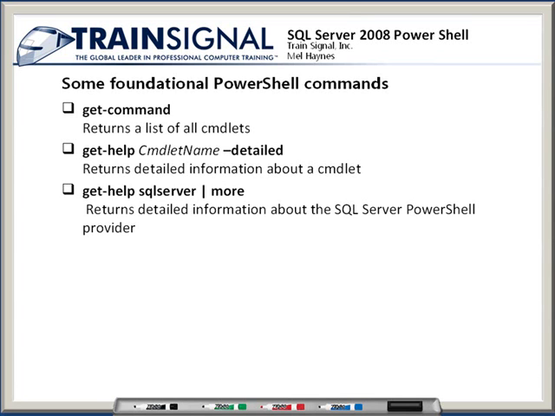If I want more verbose information, I can use the option -detailed to get more information about a command. And then a specific command you might be interested in is the Get-Help SQL Server command, and I'm simply piping it to a more. We'll get into the pipe in a bit. But that gives me detailed information about the SQL Server PowerShell provider that I'm working with.